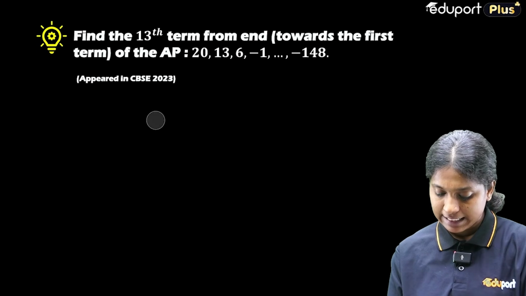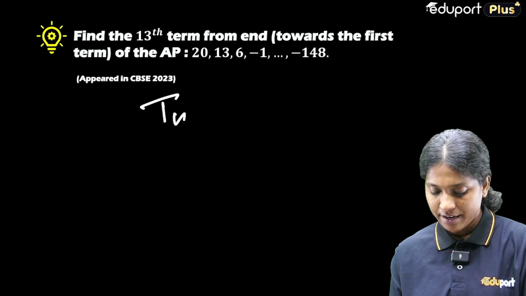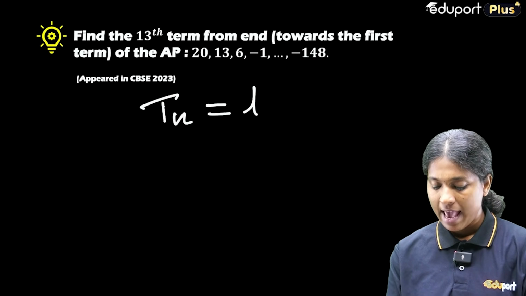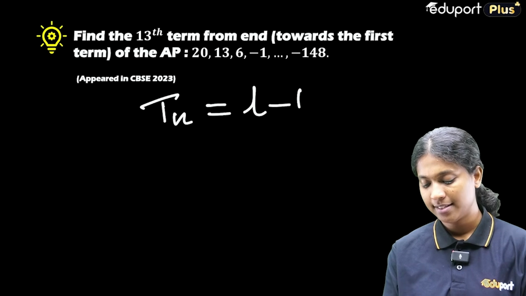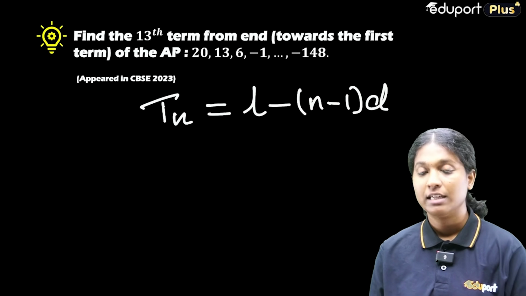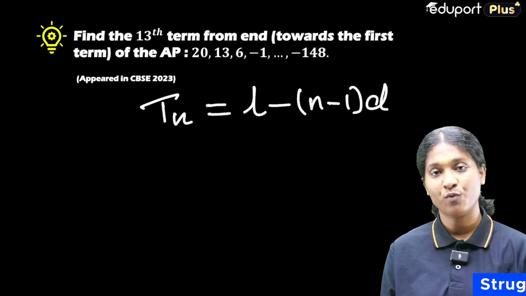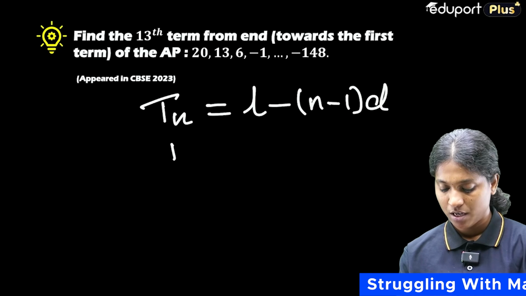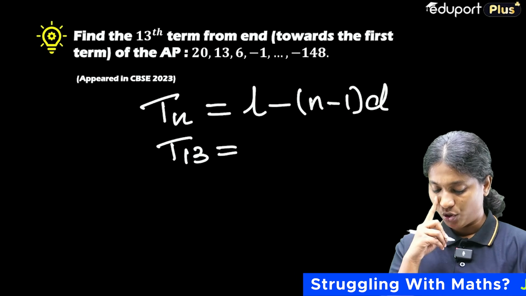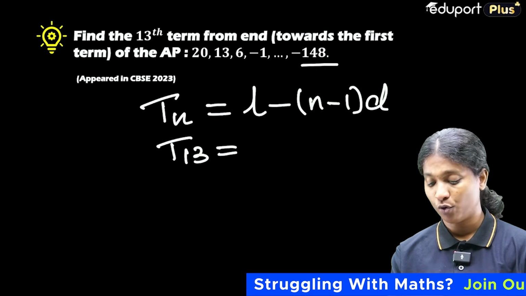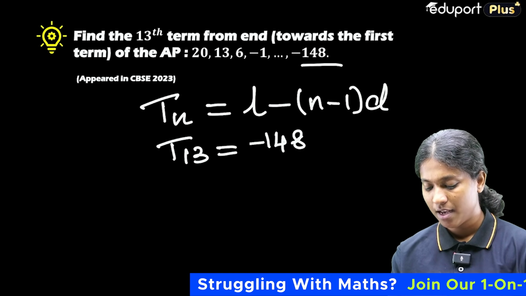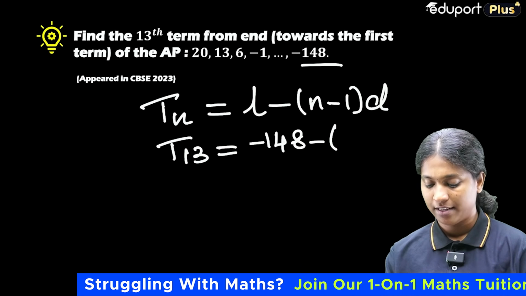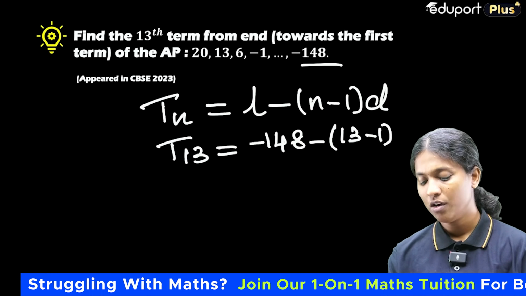So, the formula is Tn, that is the nth term from the end of the AP, is equal to L, that is the last term, minus n minus 1 into d. Tn is equal to L minus (n minus 1) into d. So, here we are about to find the 13th term. So, T13 is equal to L, which is minus 148, minus n minus 1. So, n is 13, so 13 minus 1 into d.